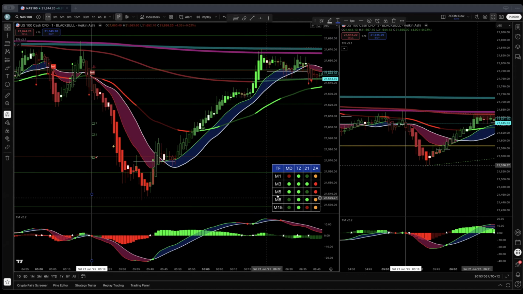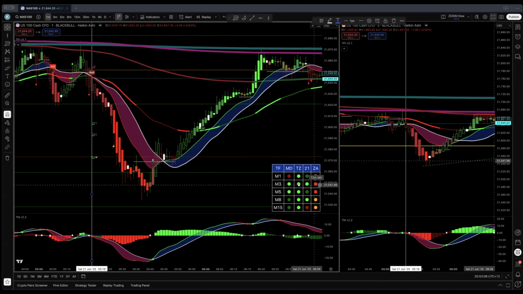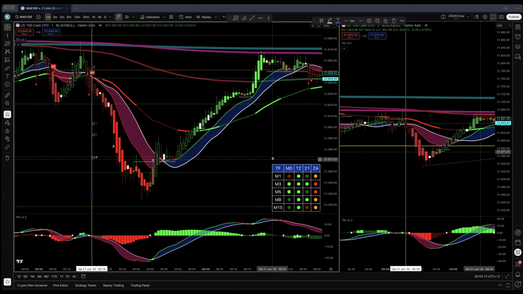But the minimum for taking a trade is we want to see that red and also the 1 minute red. So that's why I've actually recently blown my table bigger, because I find it so useful. So we use this table, the force table, to help us to make trade decisions.